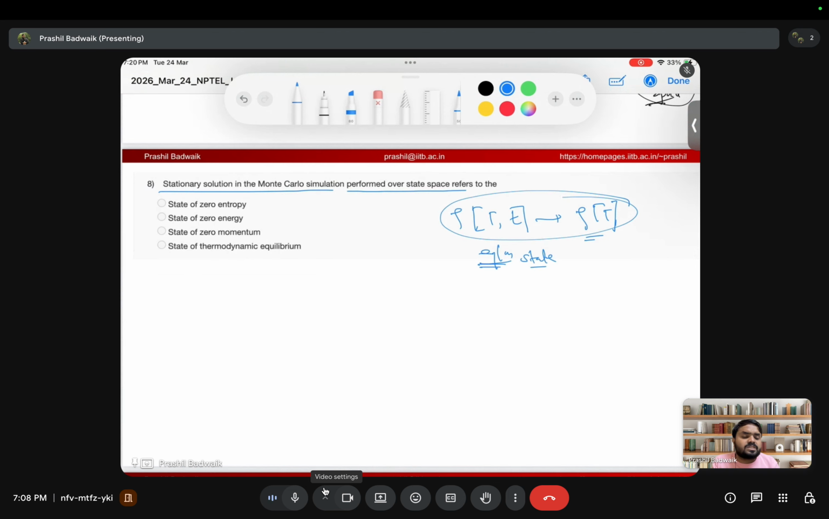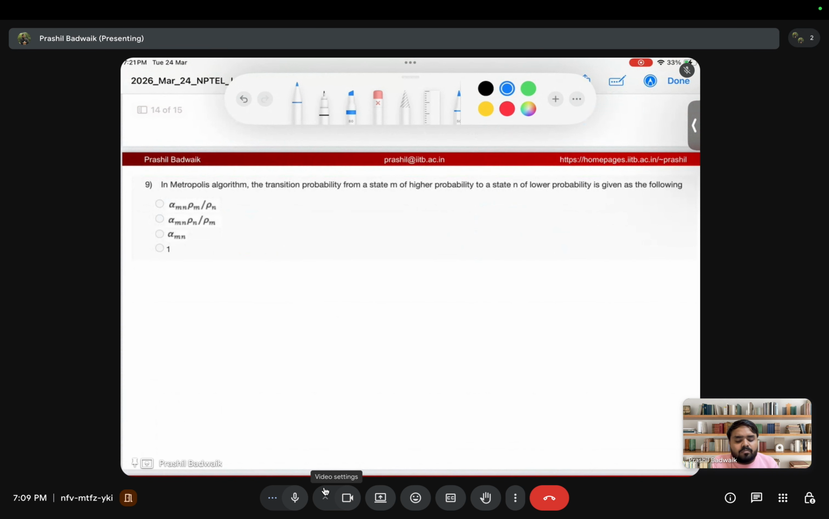There was a difference between steady state and equilibrium. Steady state means input is equal to output and is not changing with respect to time, and equilibrium means everywhere the property value should be the same and it should not change with time. So with respect to space and time, the property should not change. This is a stationary solution where the density is not a function of time, and that is referred to as thermodynamic equilibrium. So option 4 is correct.